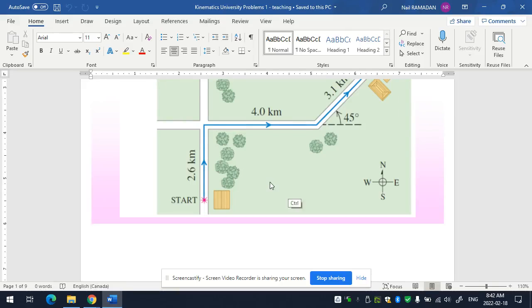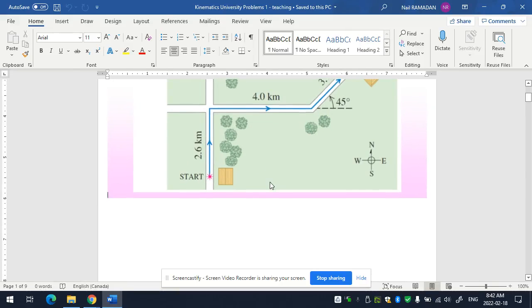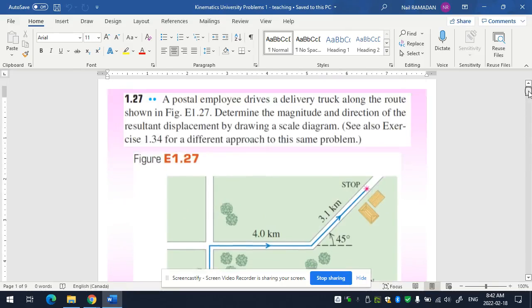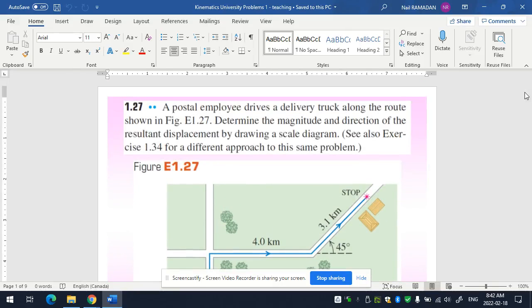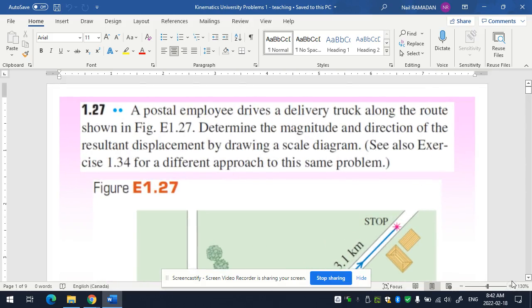All right, so let's look at the first problem today. I just want to take out these 6 problems. All of them have to do with displacement and distance and so on. Okay, so a postal employee, so let me just zoom in. A postal employee drives or moves a delivery truck along the route shown in the figure.